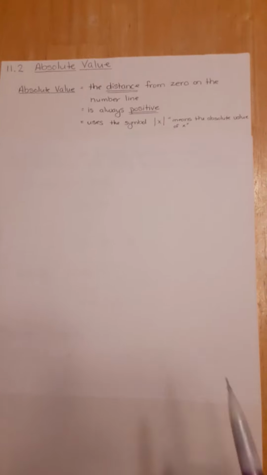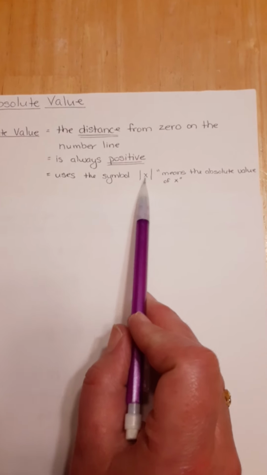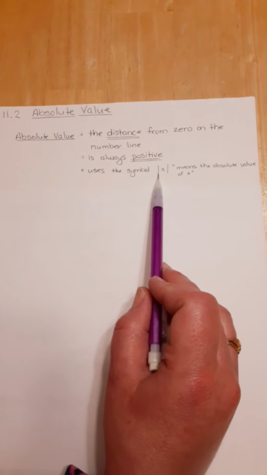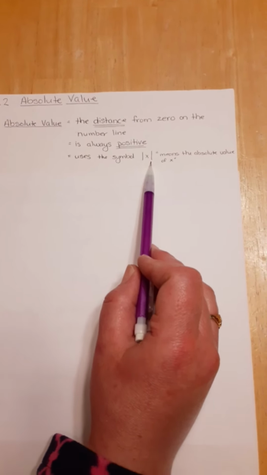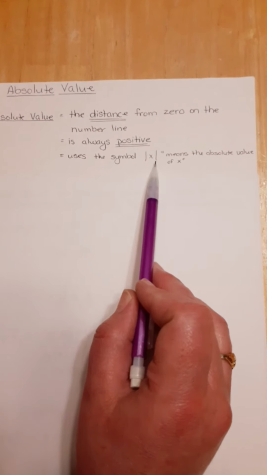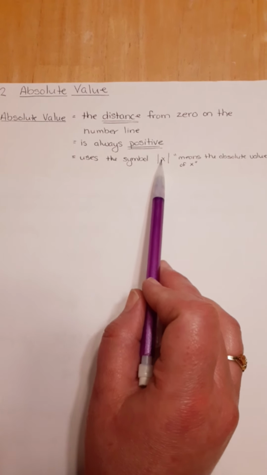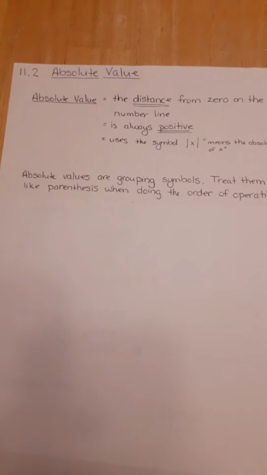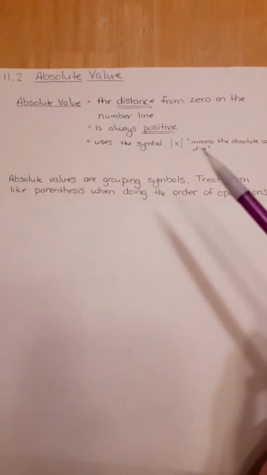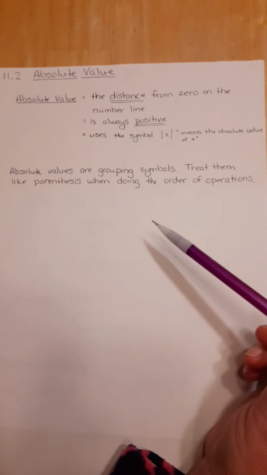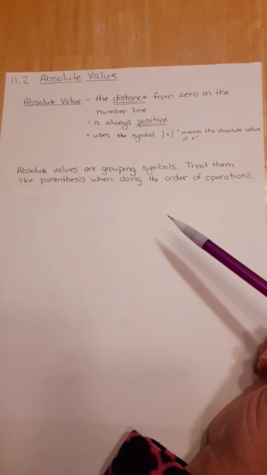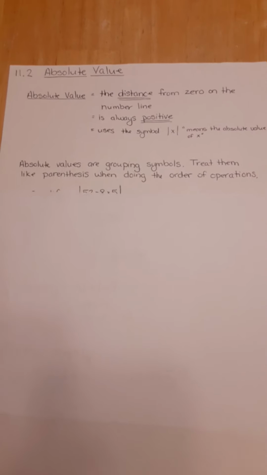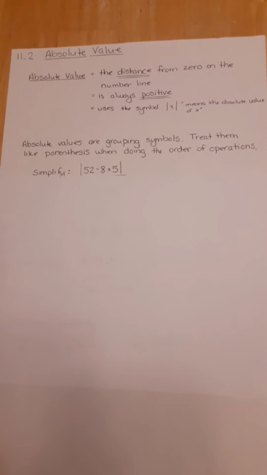Okay, we use a symbol here. It looks like two lines with a number inside of it, okay? Those two vertical lines are absolute value signs. It means the absolute value of whatever number is inside here. Now, absolute values we can think of as kind of like parentheses. We always have to do what's inside of them first. We treat them like parentheses when we deal with order of operations, okay? So let's actually look into some absolute values here.